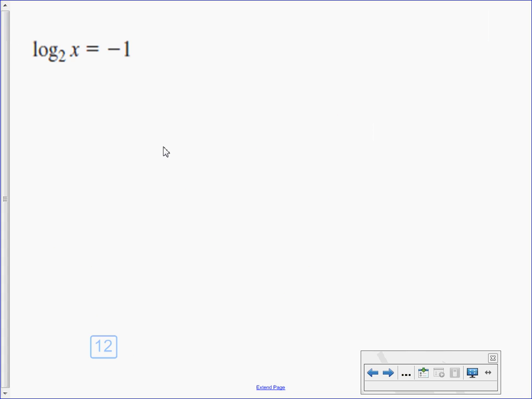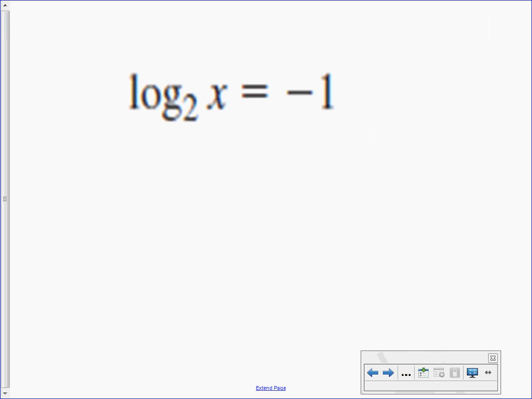Let's do another one like that. In this case here, we have log base 2 of x equals negative 1. So what are you going to do to both sides? You put the 2 in front. And what do you wind up with? Very good. X is 1/2. Remember, negative 1 power just means it's just not happy where it is. Send it where it's happy.